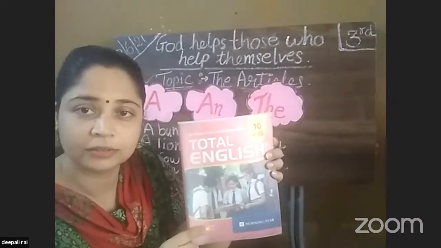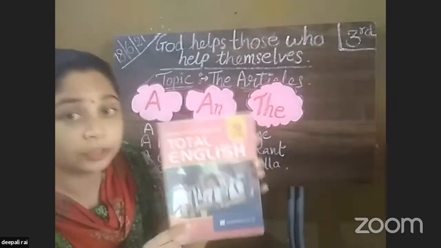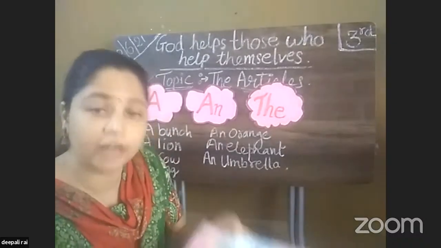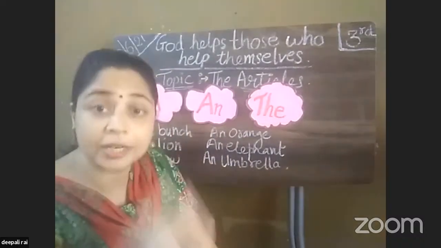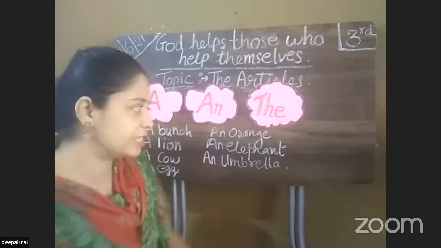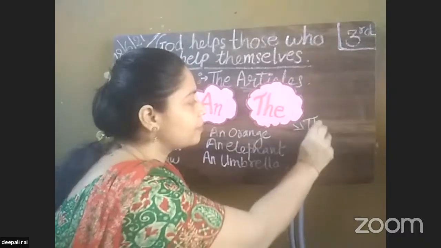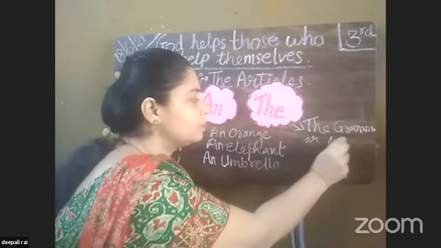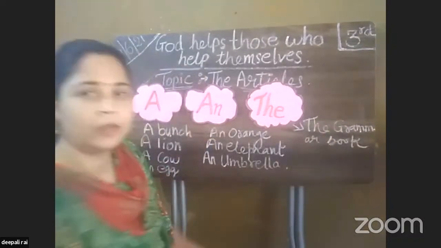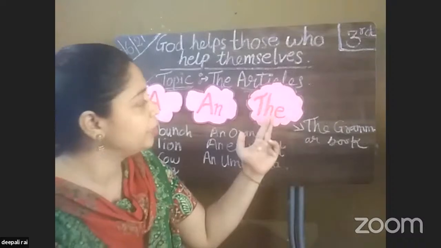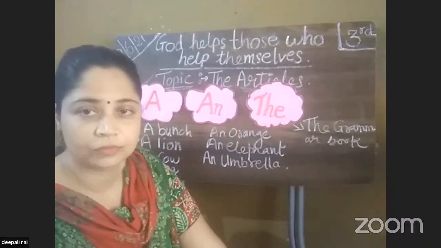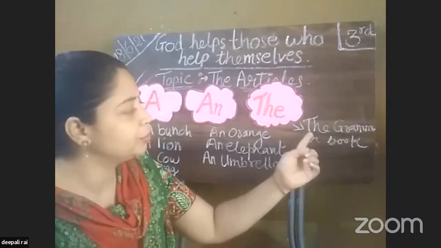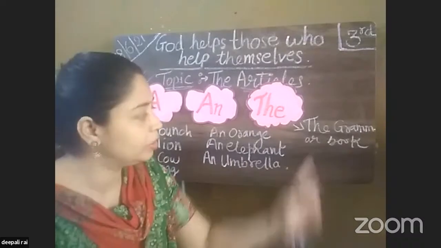So what will I write? A book or the book? Yes, if it is any book, I'll write A. But if I am using a particular book, the grammar book, then it will come the grammar book. The grammar book. Okay. And now you give me some examples where I use article the. If it is any book, then I can write a book. But if it is a particular book, I'll use the. Now you give me some examples of the. Where should I write the?